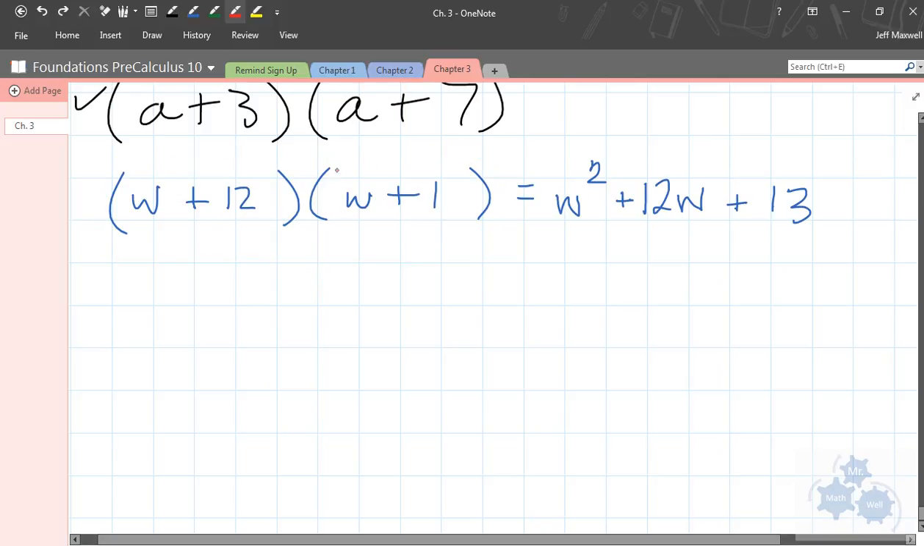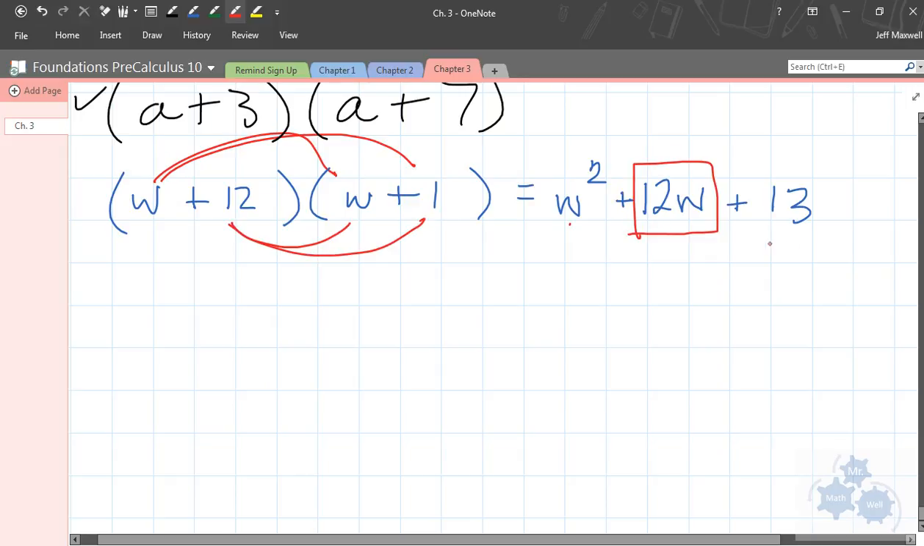Well, W times W is W squared. This is 1W plus 12W. That should give us 13W here. This is not 13, right? 12 times 1 is 12. So this is not the correct factored version for this.